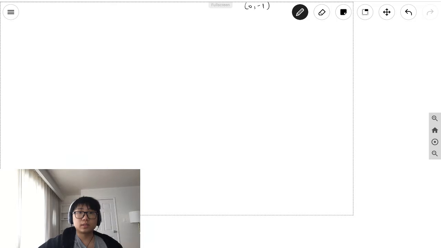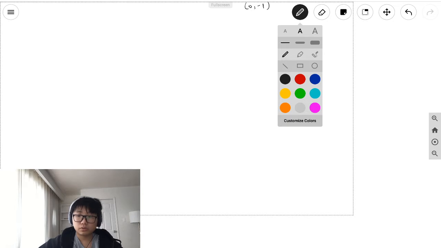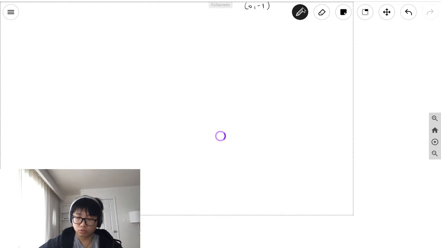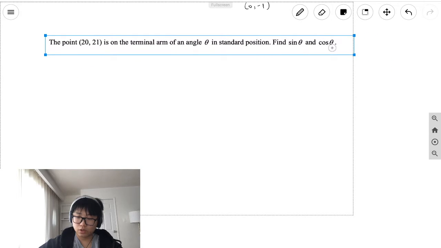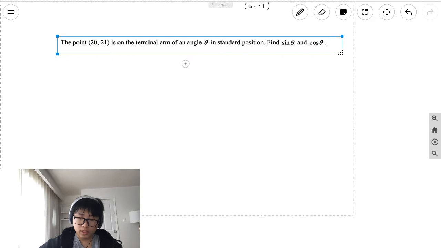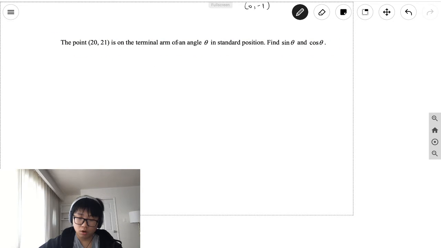All right, so now this next problem is that third bread and butter problem I was talking about. And this is how it goes. This time, instead of a unit circle, they actually give you a multi-unit circle. Multi-unit circle meaning the radius of that unit circle is actually not 1. So they're saying the point (20, 21) is on the terminal arm of an angle theta in standard position.